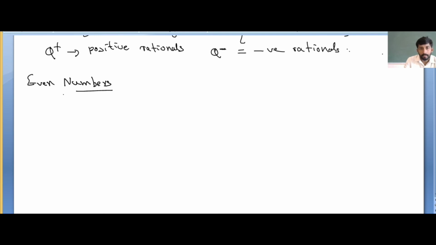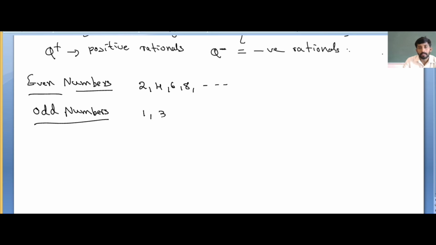Our next concept is even numbers. What are even numbers? Numbers in the form 2, 4, 6, 8, 10 up to infinity, we call even numbers. And odd numbers. What are the odd numbers? That is 1, 3, 5, 7, 9, 11, and so on. We call them odd numbers. Here, 2 is a positive integer, 4, 6, 8 are all positive integers, so we call them positive even numbers.